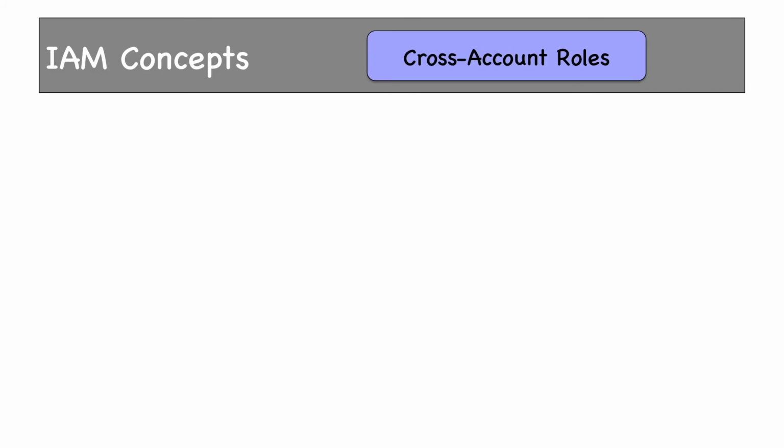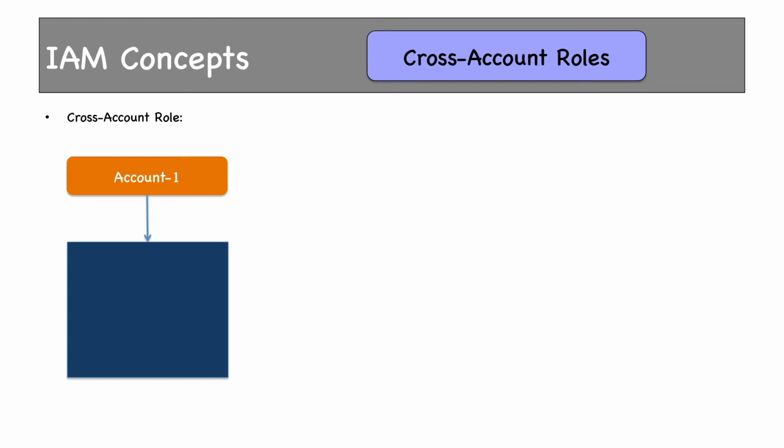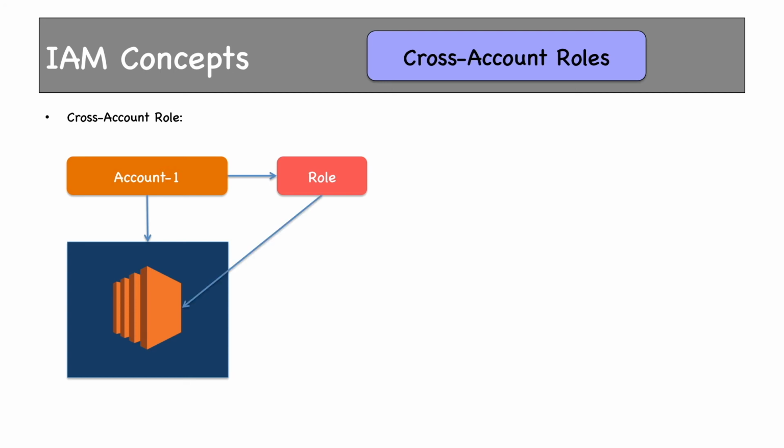Let's see how cross-account roles work. This is my account and I have multiple AWS resources in this account. For example, EC2 instances, S3 buckets, DynamoDB tables, etc. Let's use EC2 instances only for this example. I create a role in this account. Permission has been attached to this role which can launch EC2 instances.